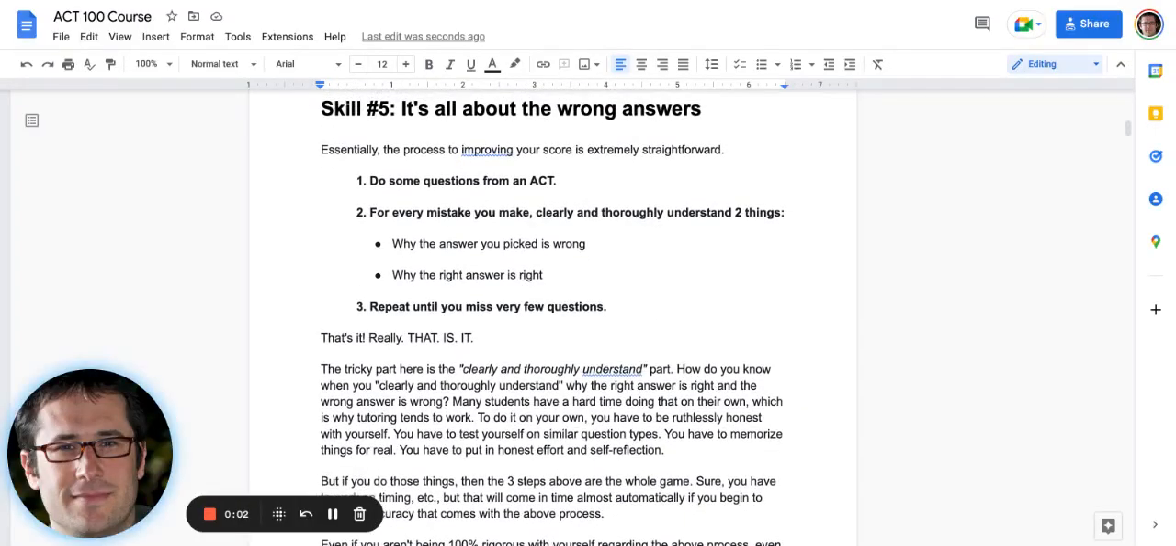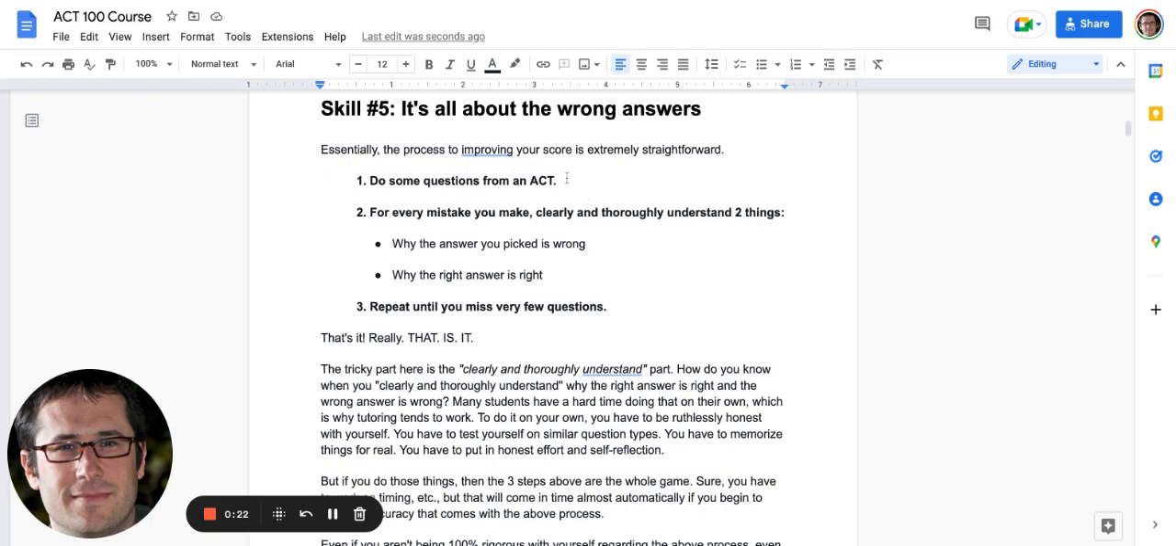So, skill number 5, it's all about the wrong answers. I've kind of said this already, but I don't know how to make this any more clear. There are 3 steps to really crushing your ACT.